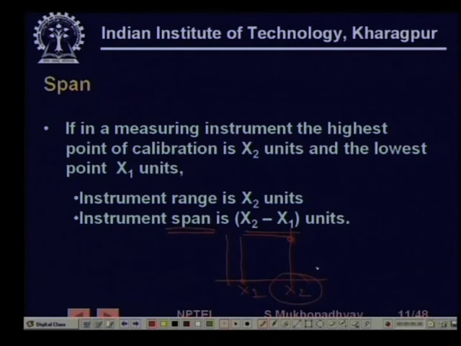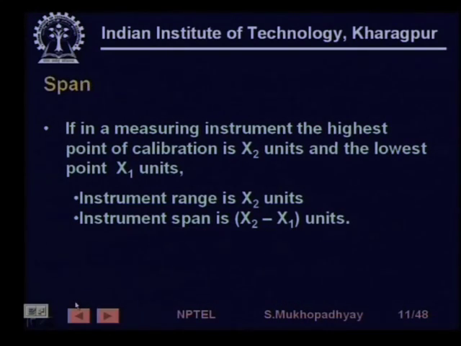So, if this is 200 degree centigrade and this is minus 40 degree centigrade, then the range is 200 and the span is 240, right. So, that is pretty obvious. We have to remember these two details.